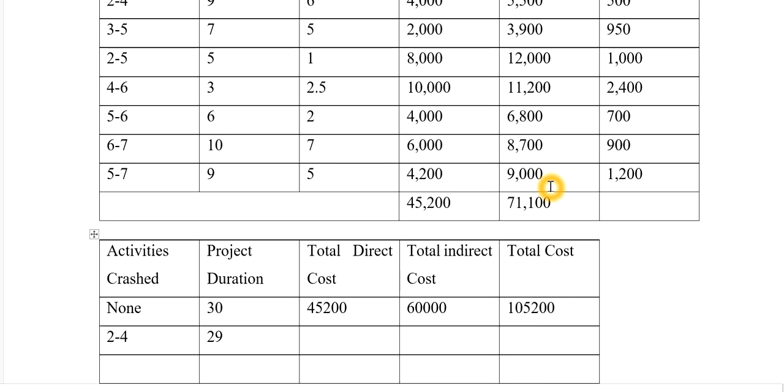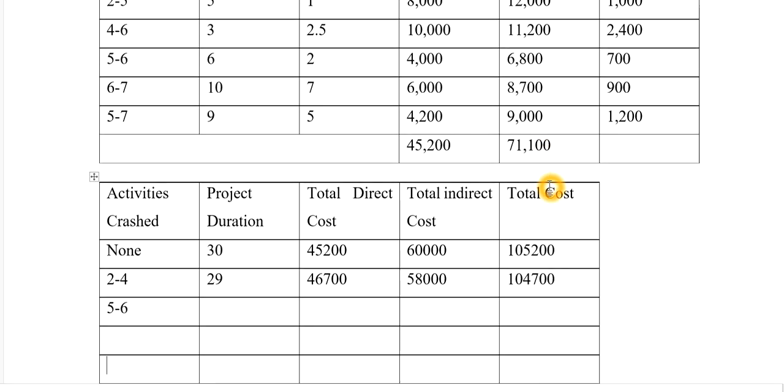So what I'm going to do is I'm going to add 1500 to 45,200. So by adding 1500 to 45,200, it will become 46,700 like this, and 29 weeks into 2000, so it becomes 58,000, and the total cost is 1,04,700 like this. So now I will prepare my third network. So the activity now which I have crashed is 5 to 6. So already I'm writing here 5 to 6, and I'll calculate project duration, total cost, indirect cost, and total cost.